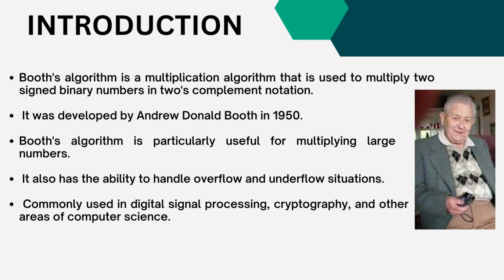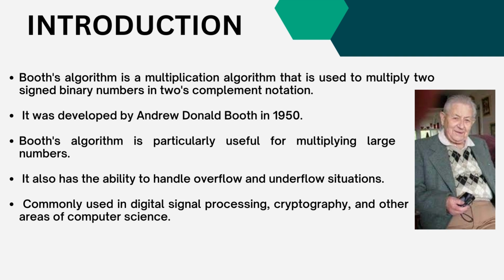Let's start with the introduction. Booth's algorithm is a multiplication algorithm that is used to multiply two signed binary numbers in two's complement notation. It was developed by Andrew Donald Booth in 1950 and is widely used in computer science today. Booth's algorithm is particularly useful for multiplying large numbers as it requires fewer arithmetic operations than other multiplication algorithms. It also has the ability to handle overflow and underflow situations.